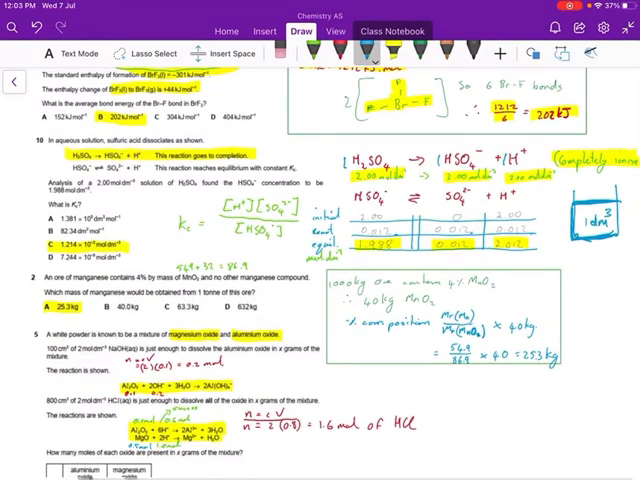An ore of manganese contains 4% mass of manganese dioxide and no other manganese compounds. I need to think about this quickly. When I see the percentage, I immediately think percentage composition. So I did the quick calculation for the molar mass of manganese dioxide. Of the 1,000 kilogram ore, the 1 ton, 4% is manganese dioxide.